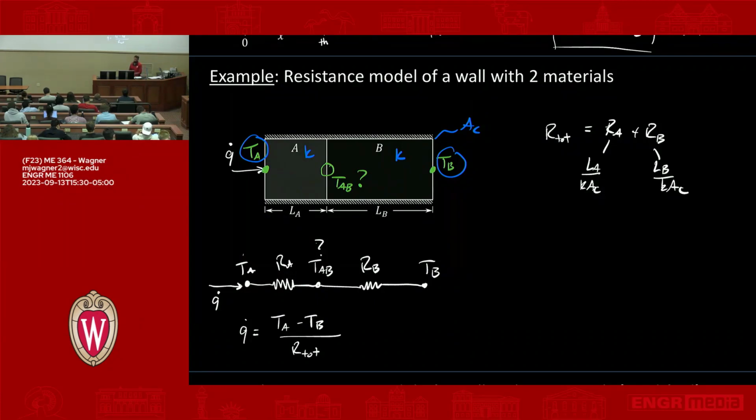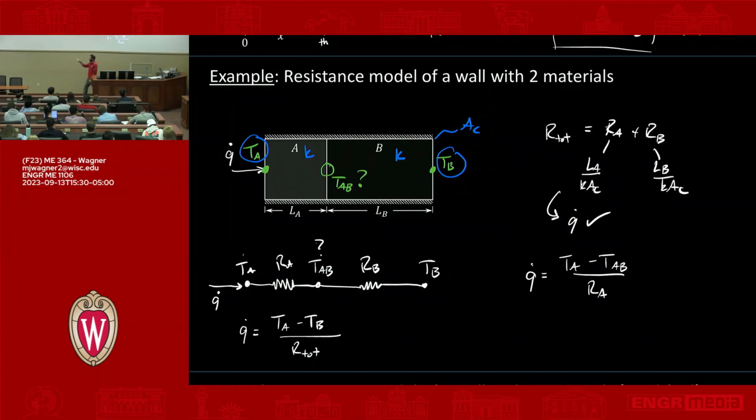What about this TAB? Let's say it's important for us to know what that intermediate temperature is. How do we get that? Well, we just spent time figuring out what Q dot is. Out of this relationship, we now have Q dot, so check. We can take that knowledge and apply it in a new equation. Let's say Q dot is equal to TA minus TAB over RA.